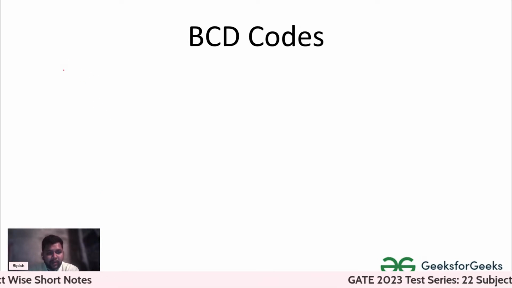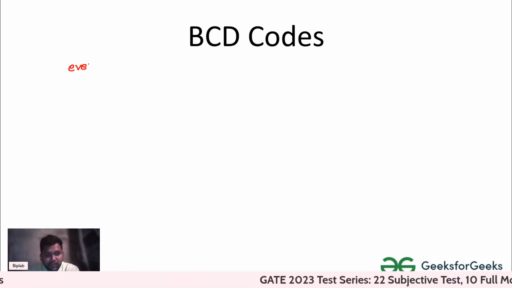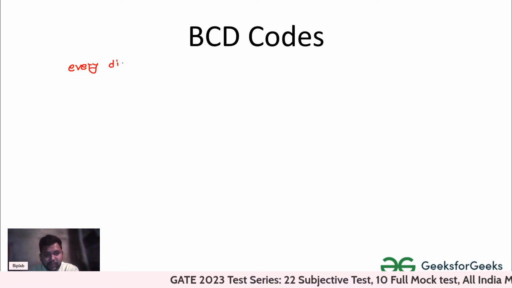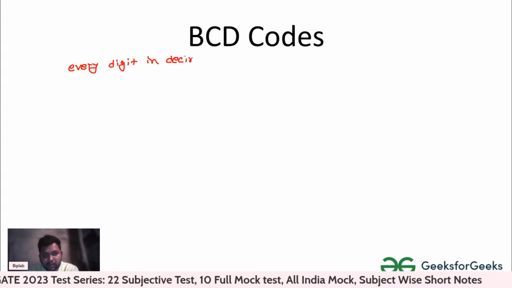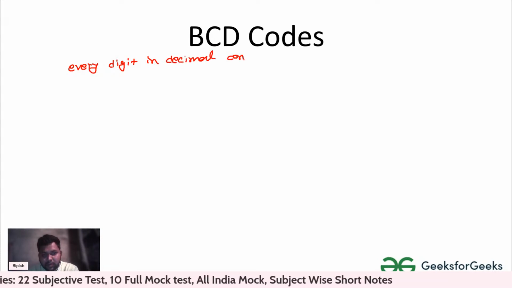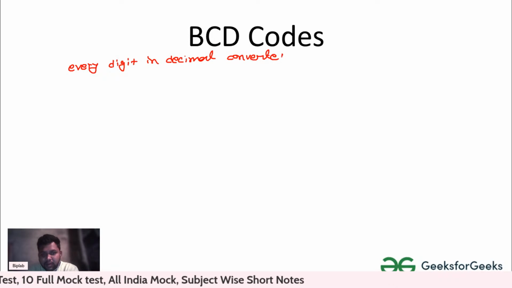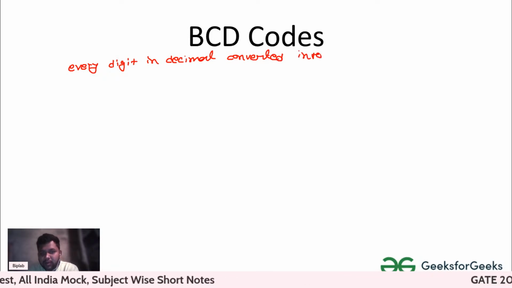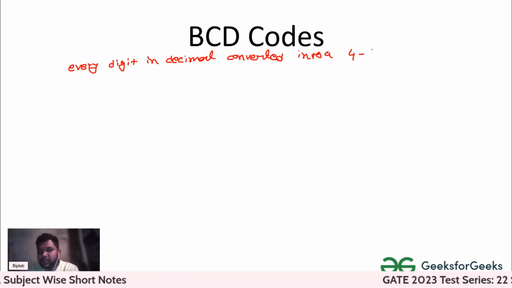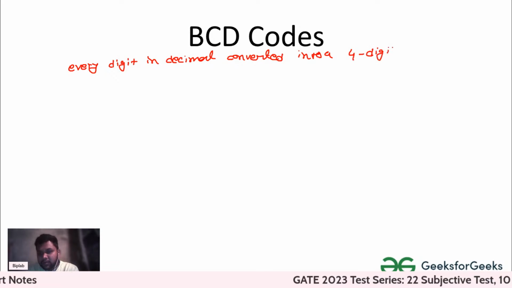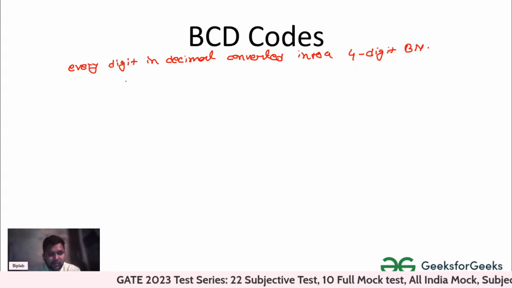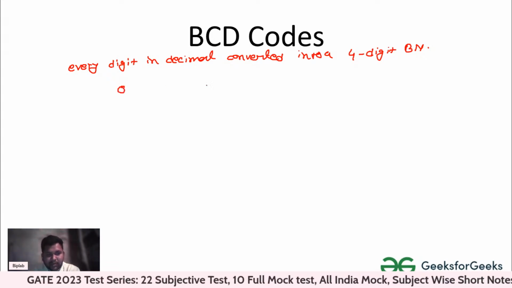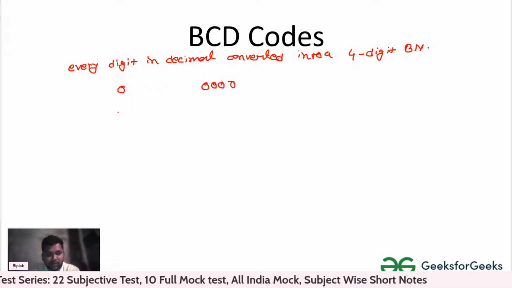What you do in BCD code is that every digit in decimal is converted into a 4 digit binary number. For example, for 1 you will write 0001. So this is like normal binary numbers.